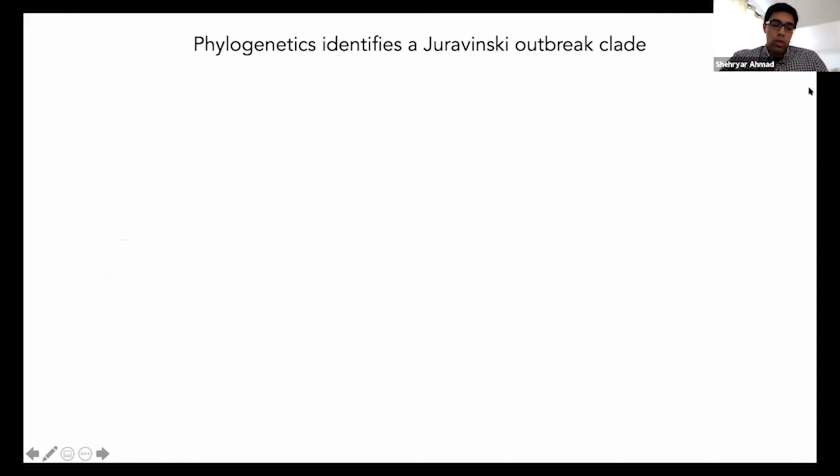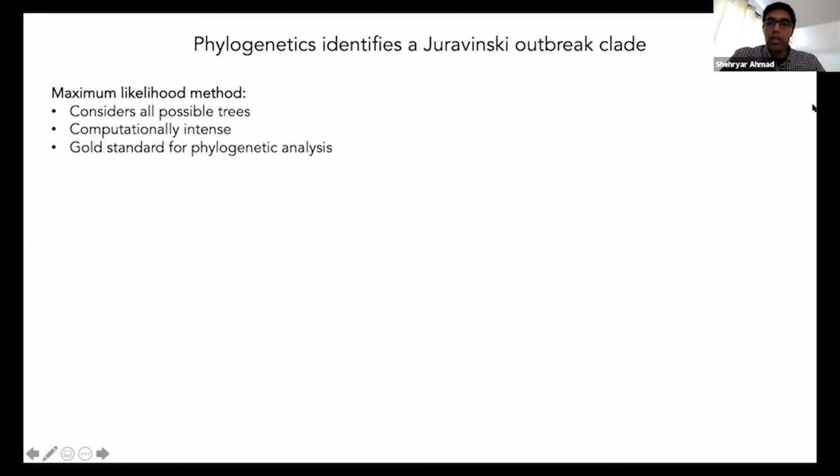Our first goal was to construct a phylogenetic tree that compared the Juravinski outbreak samples to the ones in the GISAID to see if there were any major differences. We weren't particularly interested in finding specific differences. This, I will go into later, is a little bit difficult with the current sequencing data, but we were interested to see major trends. So we used a maximum likelihood tree. This is a computationally intensive method of generating a phylogenetic tree based on probability, and it essentially finds the most suitable tree based on the likelihood that all the sequences fit the tree construction during its assembly, and it's the gold standard for phylogenetic analysis.